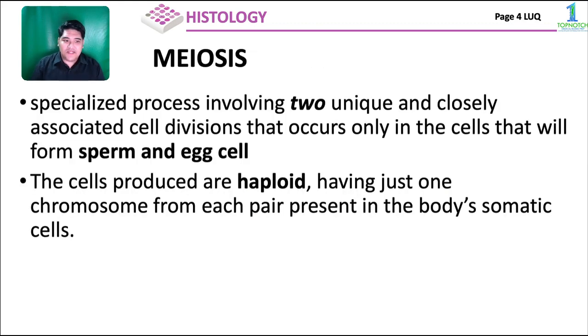Next is your meiosis. This is a specialized process involving two unique and closely associated cell divisions that occurs only in the cells that will form sperm and egg cells. So your sex cells. So ang difference neto, ang cell na po-produce dito are haploid versus sa mitosis na it's identical to the parent cell. So ang meaning neto, you just have one chromosome from each pair present in the body's somatic cells.